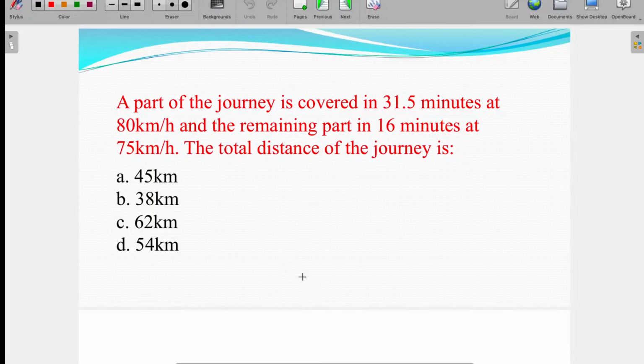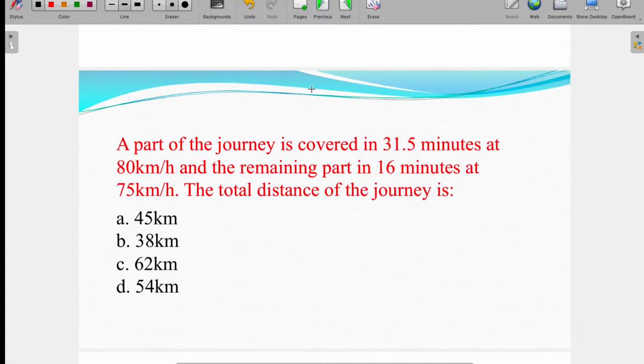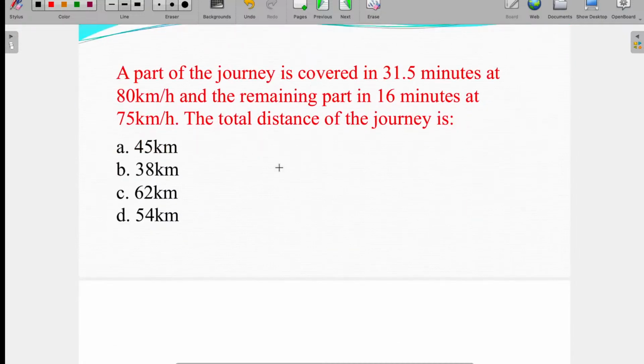So now I am going to solve this question. You may do like this, the basic method. A part of the journey covered in 31.5 minutes at 80 kilometer per hour, so 31.5 divided by 60, plus the remaining part of the journey, 60 minutes at 75 kilometer per hour, 75 multiplied by 60 divided by 60. You have to do like this. But instead of doing like this, see now the concept, how to solve from an exam point of view, I am going to explain. It is basics.